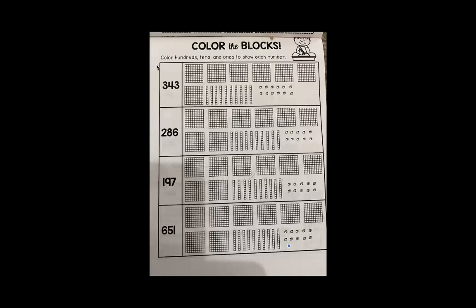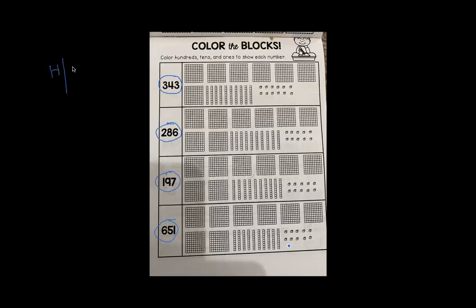Color the blocks. Color hundreds, tens, and ones to show each number. The first thing we're going to do is look at the numbers that we have. These numbers on the left are numbers that are in standard form. All of the blocks, the place value blocks, are hundreds, tens, and ones. Those show our base 10 blocks. We have hundreds, tens, and ones.